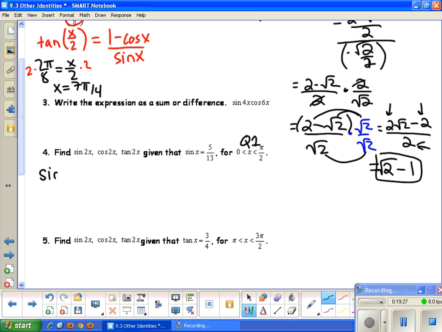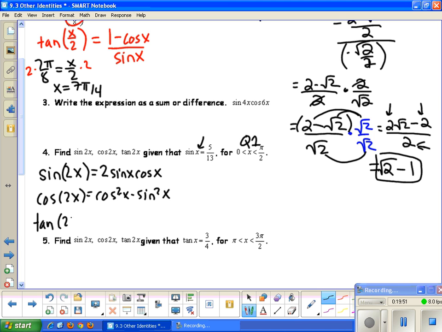If I want to find the sine double angle, I use the formula 2 sine x cosine x. If I want to find the cosine double angle formula, I'm using cosine squared x minus sine squared x, or I can use one of the other forms because I know what sine is equal to, and I don't know cosine yet. And the tangent double angle formula is 2 tangent x over 1 minus the tangent squared x.